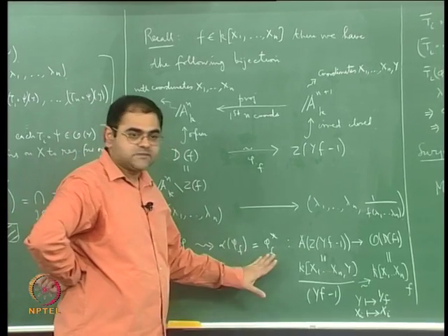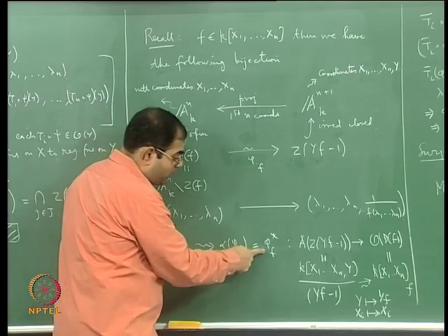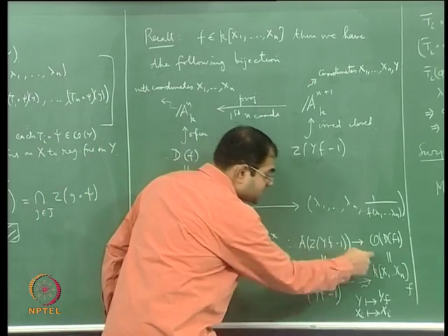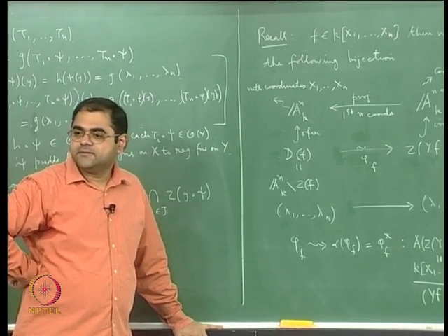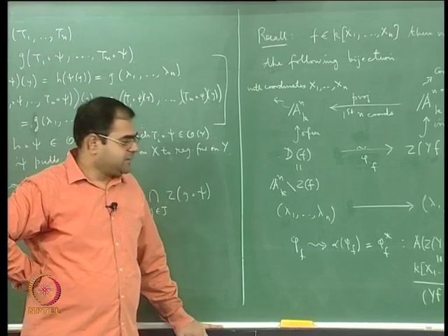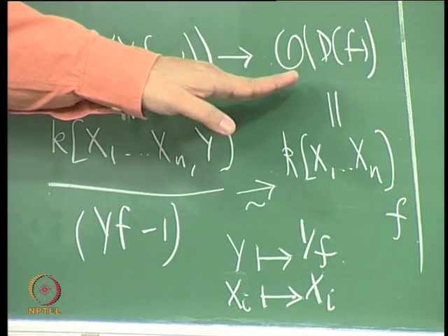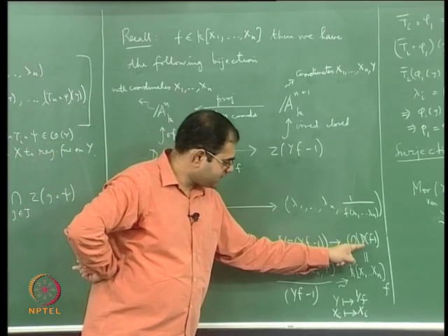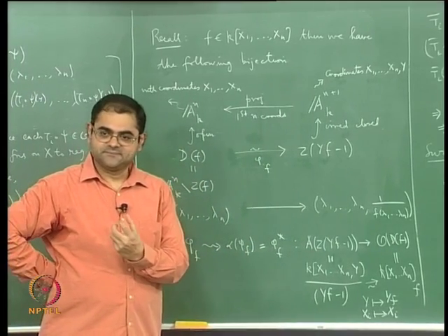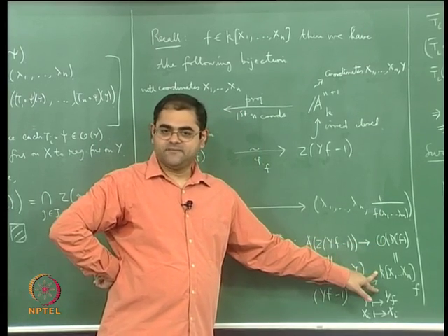So what this will tell you is that this map phi_f, which is a bijective morphism, if you look at the pullback map, gives you an isomorphism, okay. And this tells you that it is correct to think of D_f as an affine variety, and to call this A of D_f, which is what we started with.